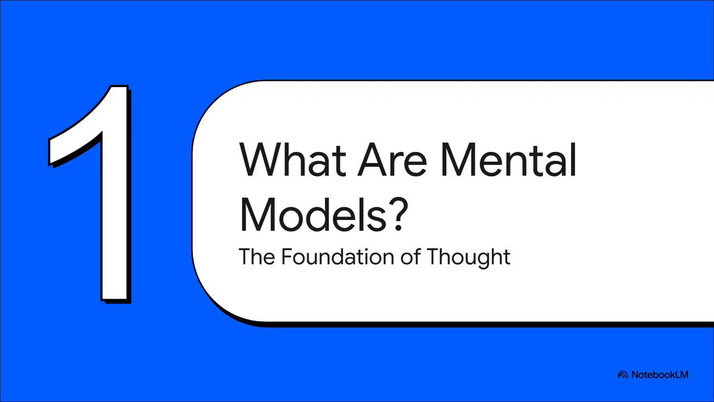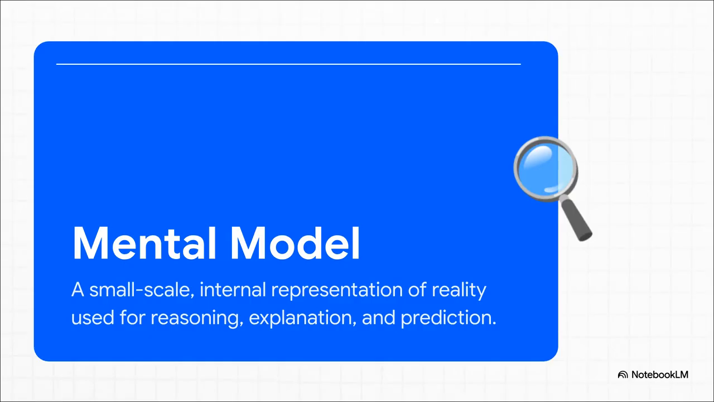Okay, let's lay the foundation. What in the world are these mental blueprints we keep talking about? So this idea isn't exactly new. Way back in 1943, a psychologist named Kenneth Craik came up with this idea that our minds create these small-scale models of reality. But here's the key thing, the part that's so important. They aren't just still pictures in our head, no way. We are actively using them to reason, to explain why things happened, and maybe most importantly, to predict what's going to happen next.